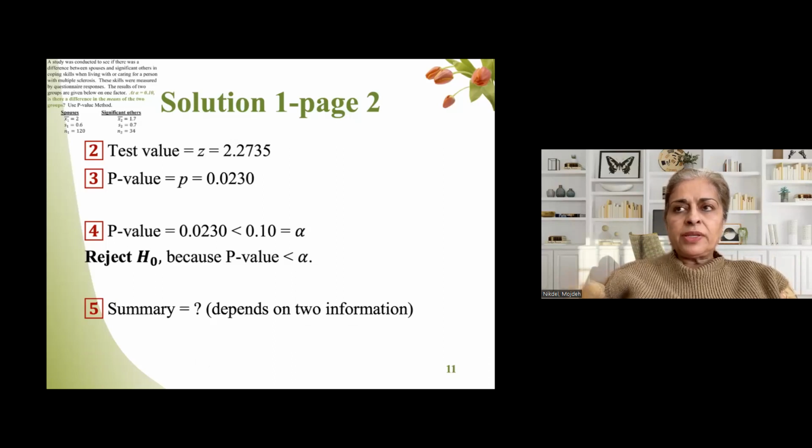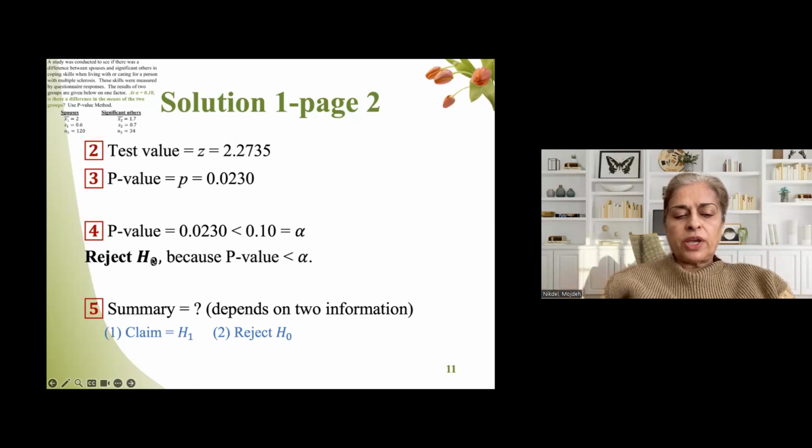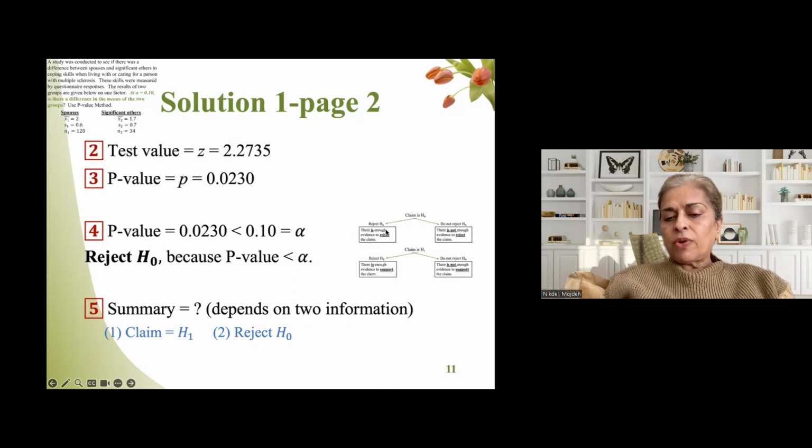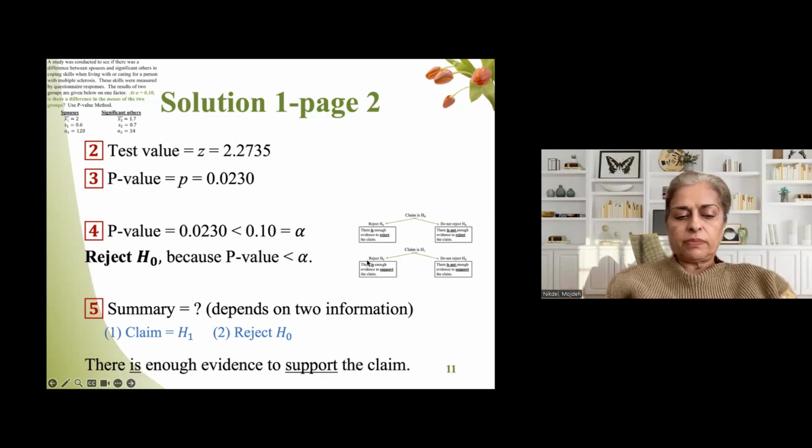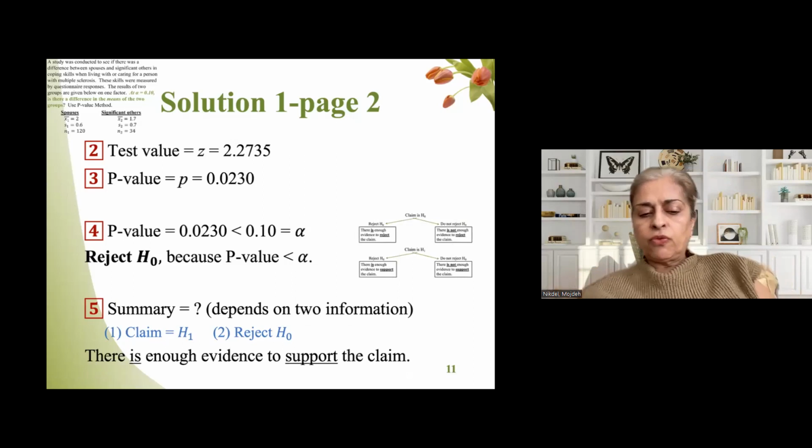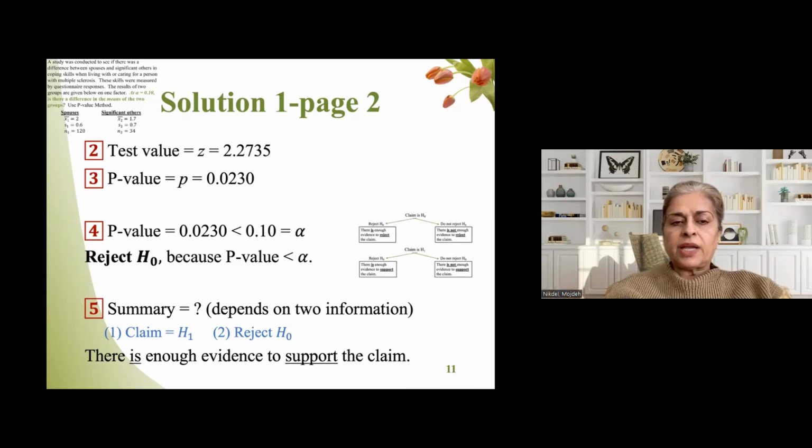Now the summary is the flowchart that I gave you. My claim was H1, mu1 not equal mu2. And from step 4, I rejected the null. These were the outcomes. You have to pick one of these 4 outcomes. Claim is H1, and you rejected null. So you write there is enough evidence to support the claim. And don't forget, underlining is 'and support'.